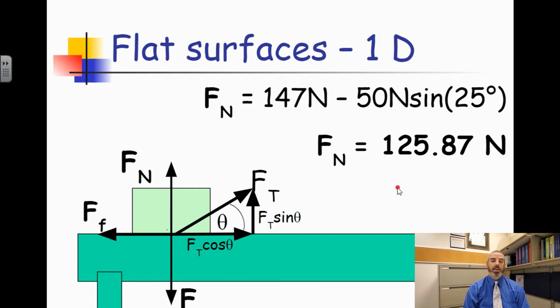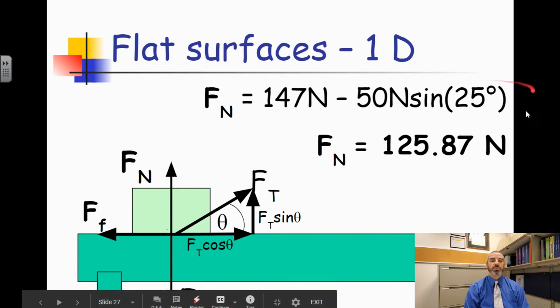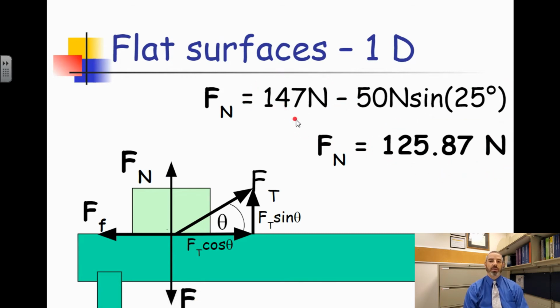I'm using 9.8 here. So we end up solving for the normal force: 147 newtons minus 50 sine of 25, and we get the normal force is 125.87. The last thing you want to do is just double check. Do the up forces equal the down forces? And in fact, in this case, they do.